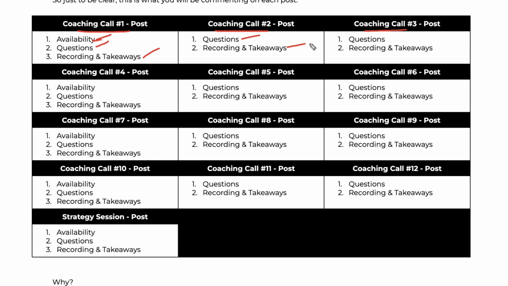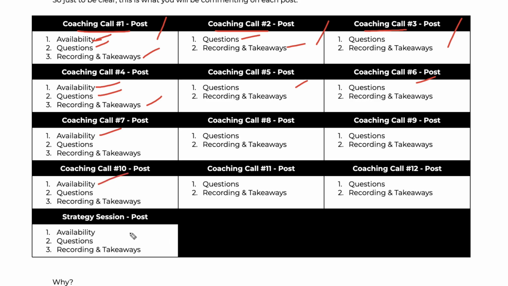Why don't you post your availability? Because you have the same partner from coaching call 1 for 1, 2, and 3. But then you'll notice coaching call number 4, you post your availability again, and then you post any questions that you might have, and then your recordings and takeaways from coaching call number 4. But then you work with the same student for 5 and 6. And then coaching call number 7, availability, because you're getting a new partner, but then you work with the same partner for 7, 8, and 9. And then again, 10, you post your availability, same partner for 11 and 12.